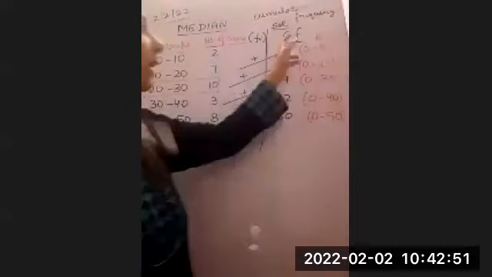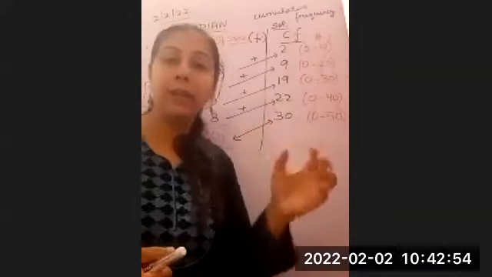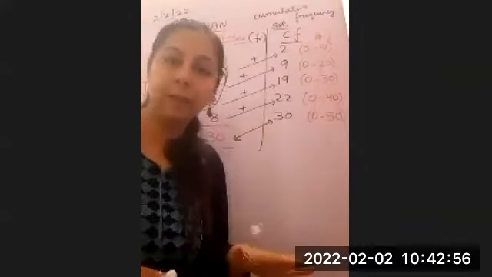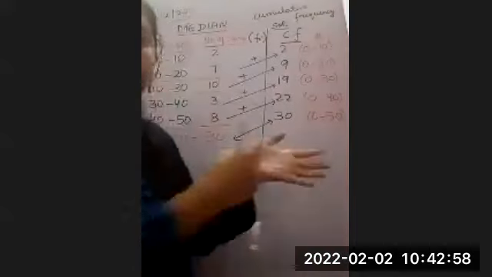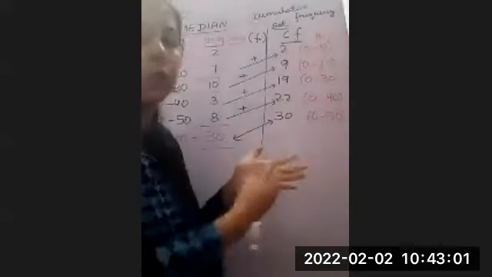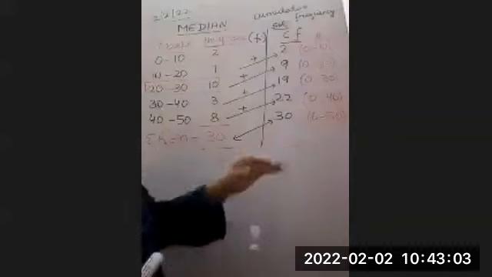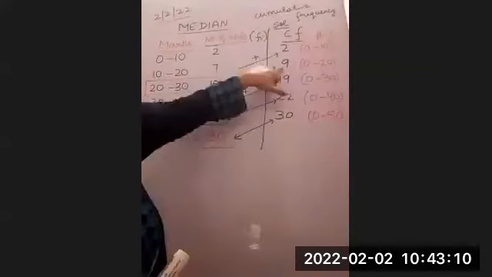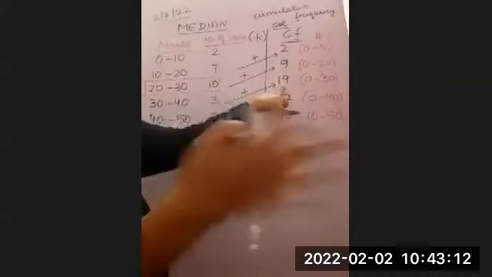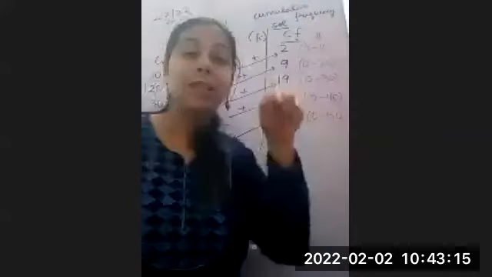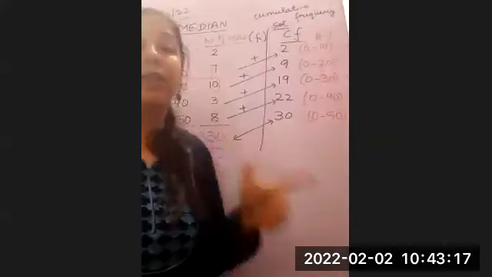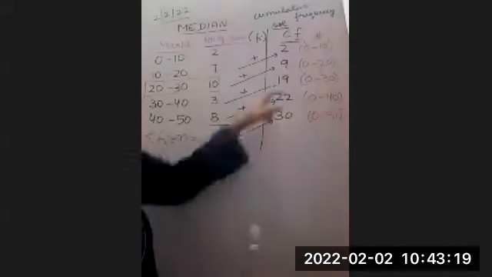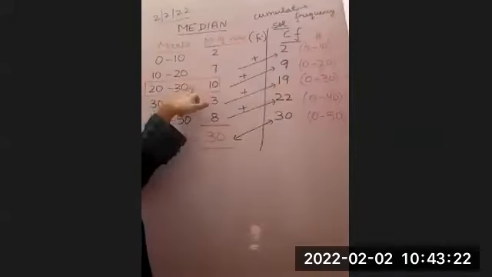Yes, ma'am. Now, what is the help of this? I want to know that among these 30 children, the 15th child will fall in which category, so I don't have to keep counting 1, 2, 3, 4, 5, 6, 7. I will just have to look for the 15th. If I take groups, up to this group 9 children are covered, and as soon as the next group comes, 19 are covered. So the 15th child is going to be in which class, which group? 20 to 30. Are you getting my point?